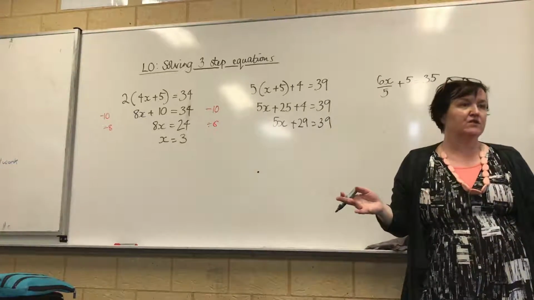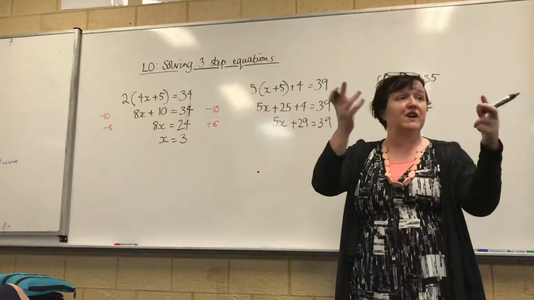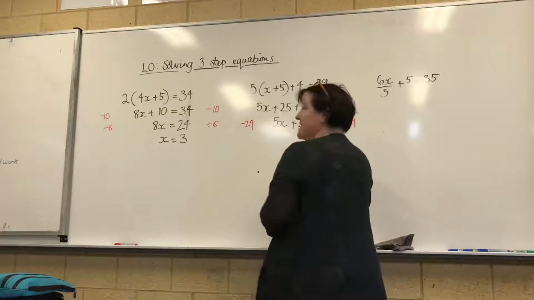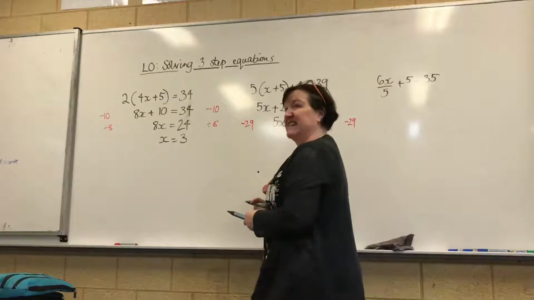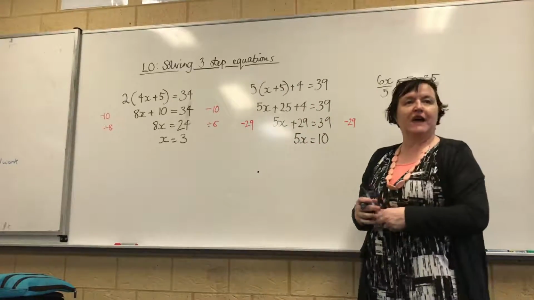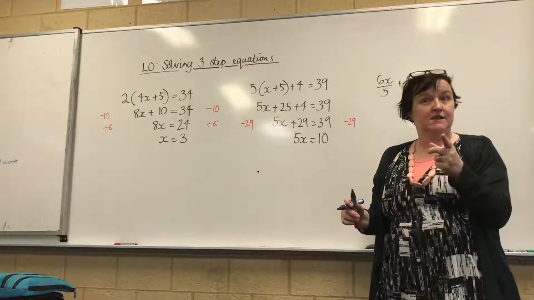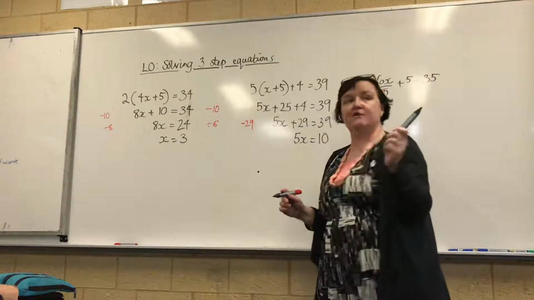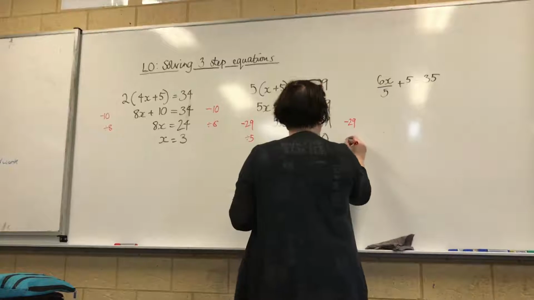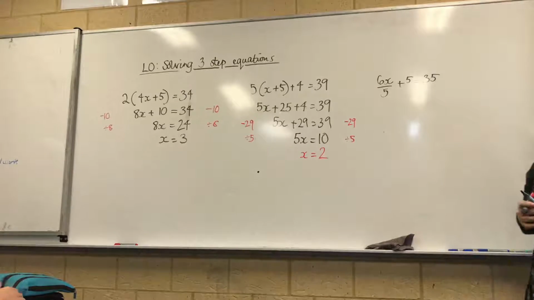Now I've got to eliminate the constant. What's the constant? 29. So it's positive 29, so the inverse is take 29. So we're going to take 29 from both sides. Let's see if I can actually do this correctly this time and not add it. And so 5x is going to equal 10. Okay, so 5 times x is 10. What's the inverse of multiply by 5? Divide by 5. So x is going to equal 2, because 10 divided by 5 is 2.